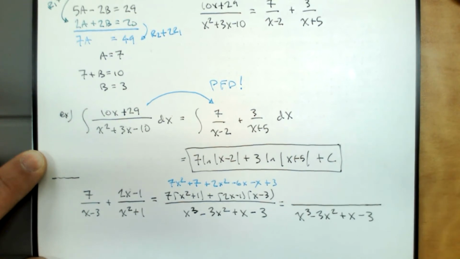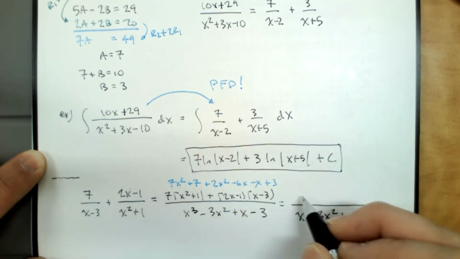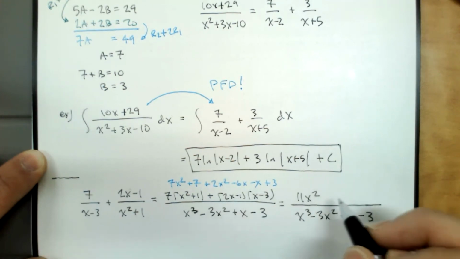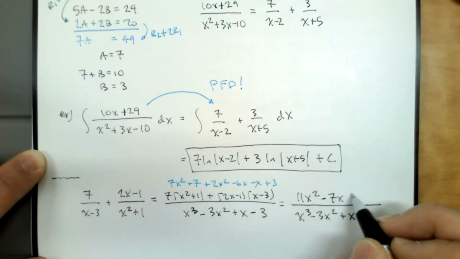So the one that I'm going to actually ask for is going to be 7 and 2, 11x squared. Let's see, minus 7x plus 10.